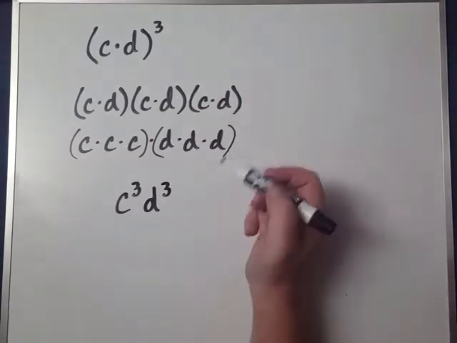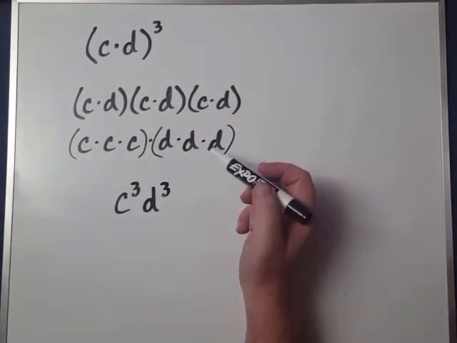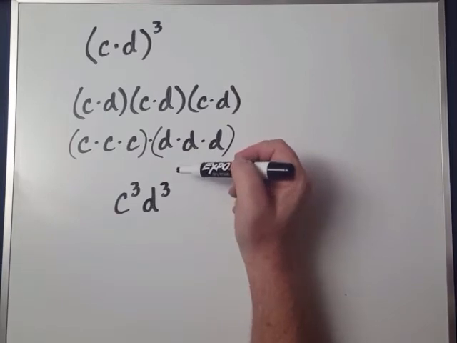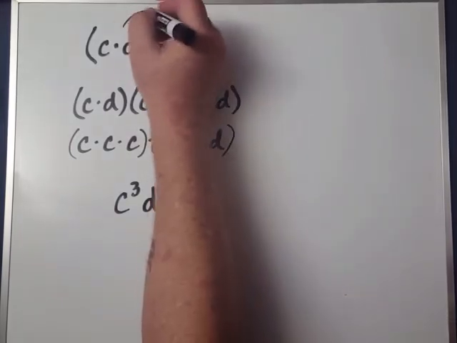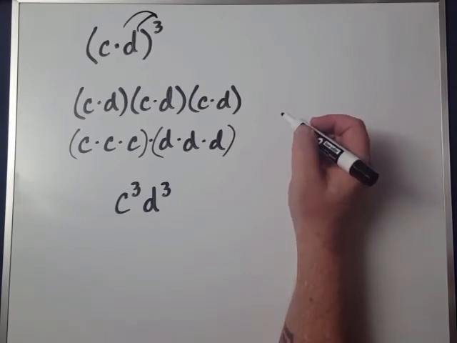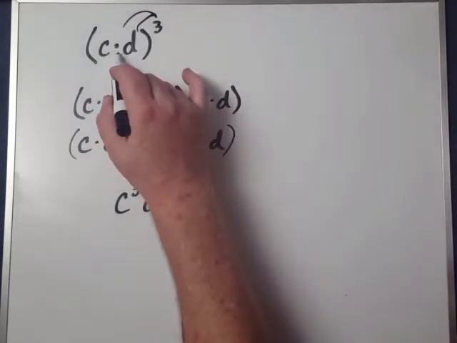Now look from top to bottom. What does it appear has happened with my exponent? It looks to me like we distributed that exponent. We distributed that exponent over this multiplication.